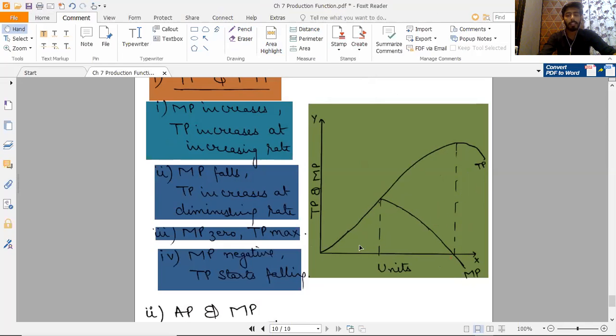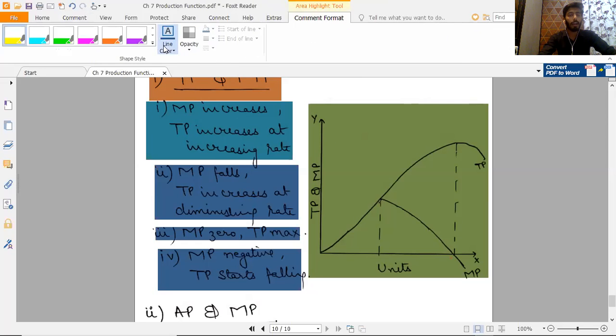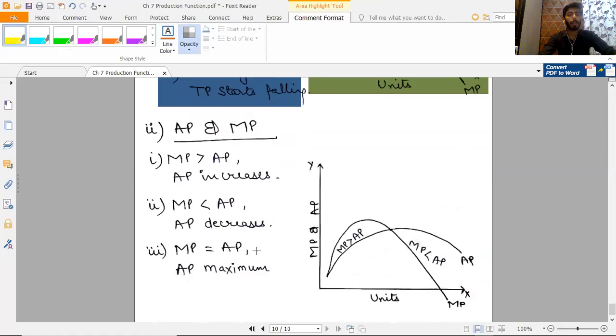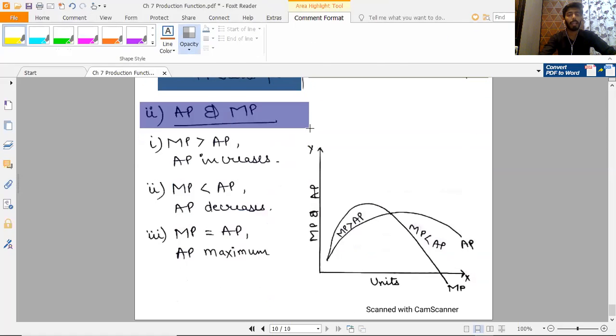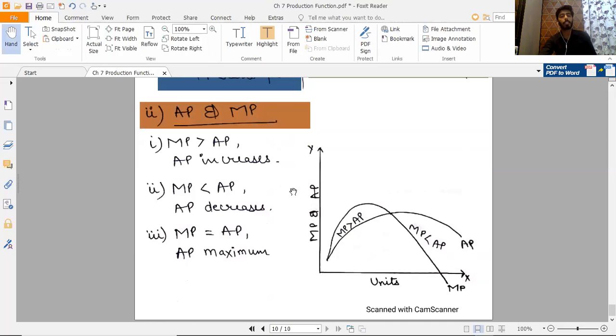When MP increases, जब MP बढ़ता है तो TP increases at increasing rate, मतलब हर बार पहले से ज़्यादा बढ़ता है. When MP falls, तो TP increases at diminishing rate. When MP is zero, TP is maximum, and when MP is negative, TP starts falling. And the second relationship is between AP and MP.